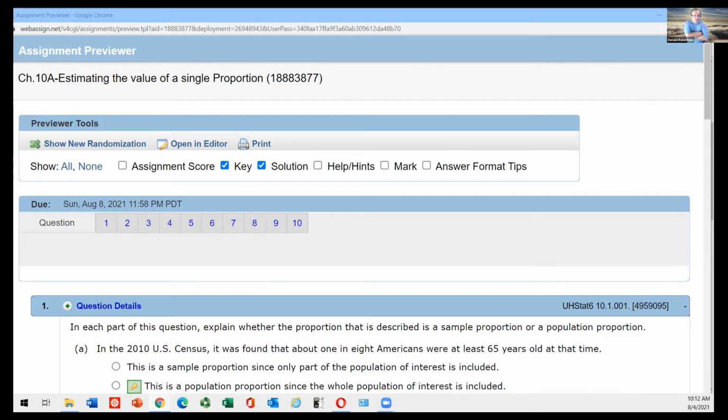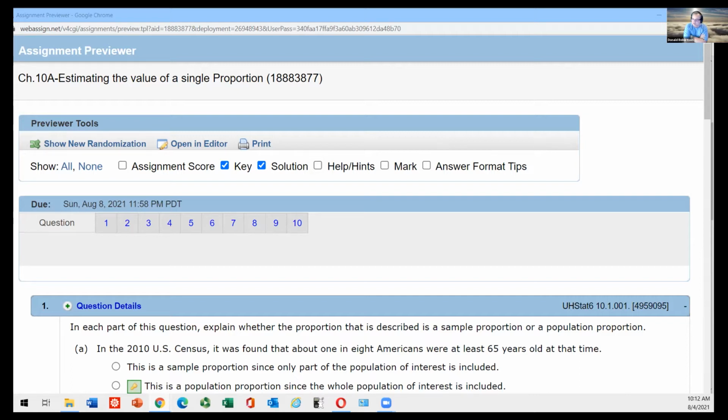Okay, let's look at the first question. In each part of this question, explain whether the proportion that is being described is a sample proportion or a population proportion. Now, they could have phrased that as, is it a statistic or is it a parameter, right? That would have been just another way of phrasing the same question. So here are our three separate stories. In the 2010 US Census, it was found that about 1 in 8 Americans were at least 65 years old at that time.